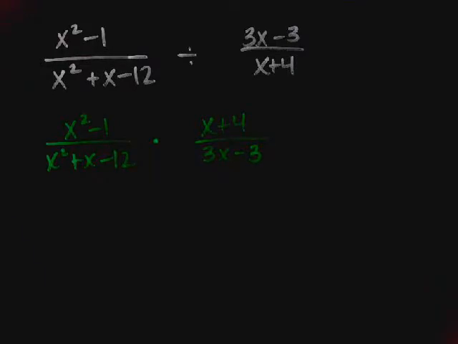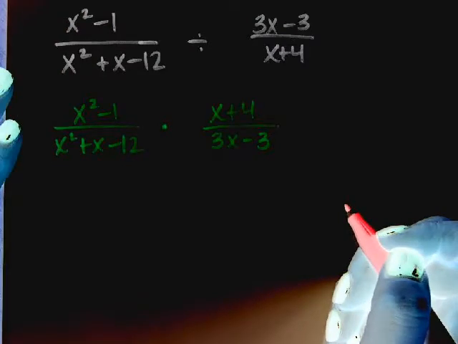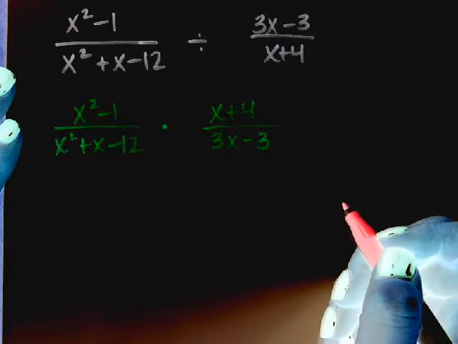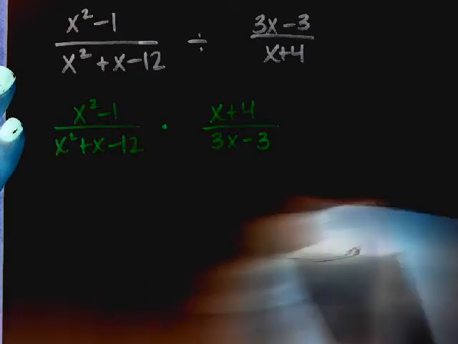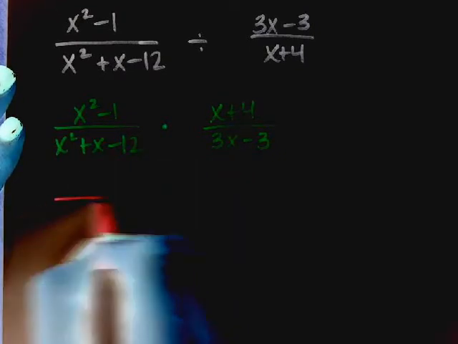Okay. And then what do we do? You foil? No, we don't foil. Then we keep the first one the same. Change to a multiplication problem, flip the second fraction, and then, based on what we did yesterday, what do we do next? Unfoil. Factor. Yes, factor is the word you're looking for. All right, so unfoil.